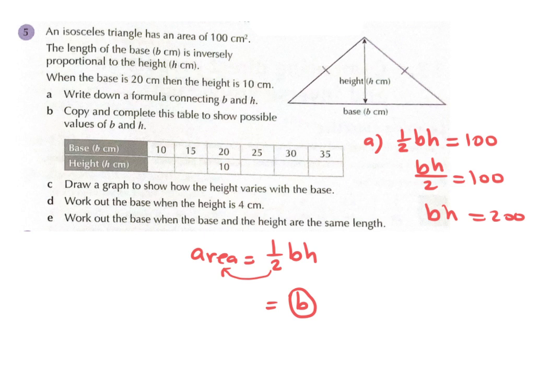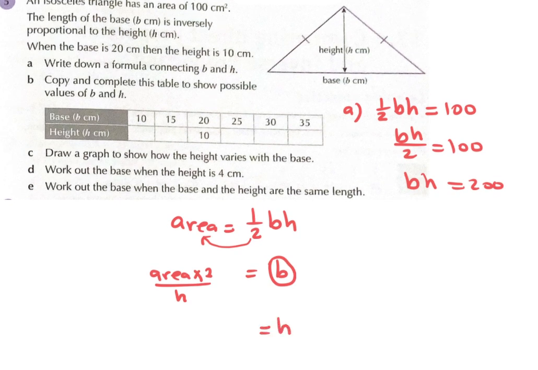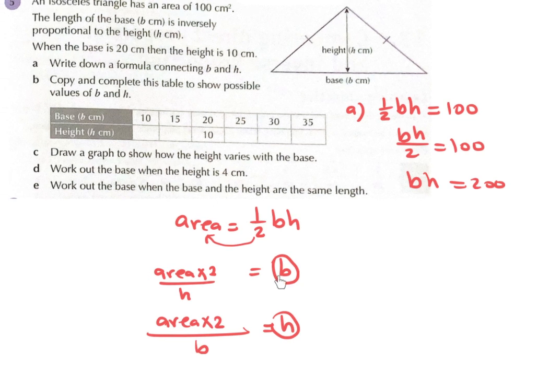You have this in previous lessons. So area times 2, then divide by height to find the base. If I need the height, area times 2, divide by base. So base equals area times 2 divided by height. Height equals area times 2 divided by base. So remember this rule. Now, the area is 100 for this triangle.